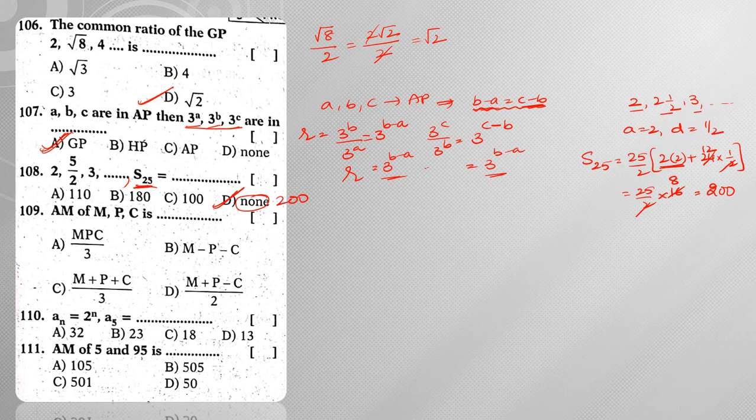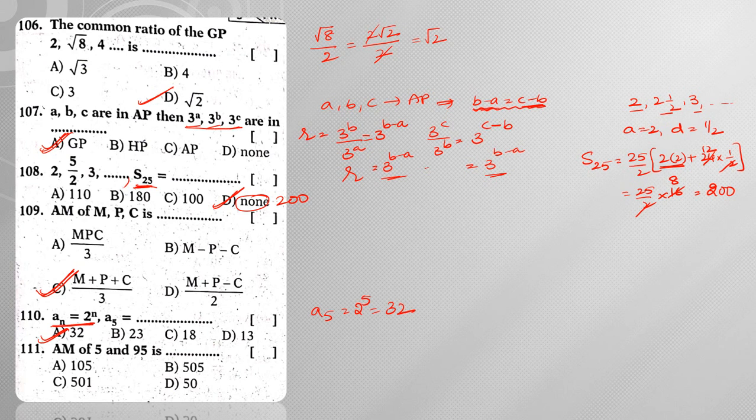So AM of M, P, C means sum of observations by number of observations. So it is nothing but (m + p + c) by 3. If a_n is equal to 2 power n, then what is the value of a5? So a5 means 2 power 5. What is the value of 2 power 5? It is 32. Hence the answer is A.